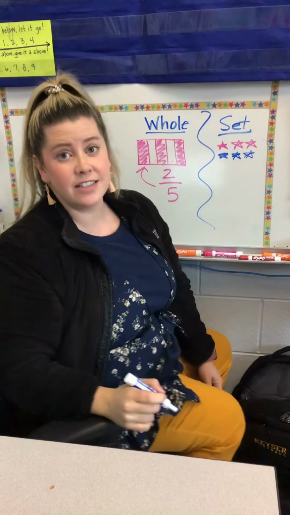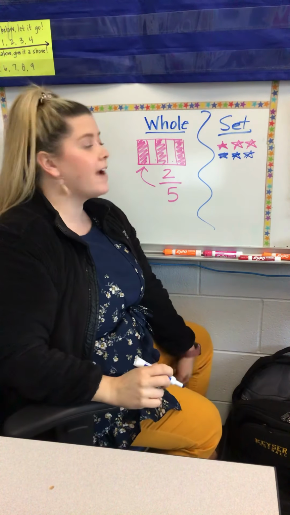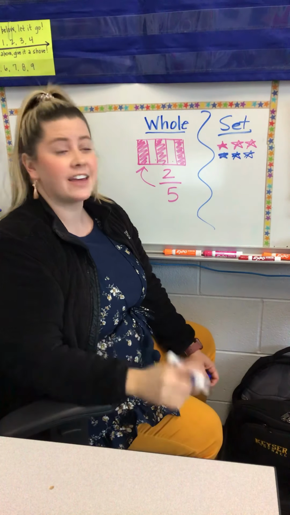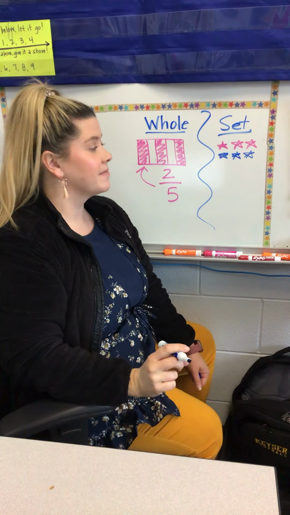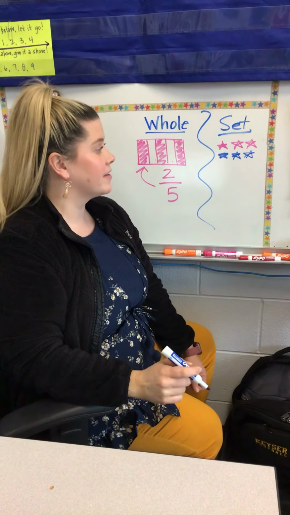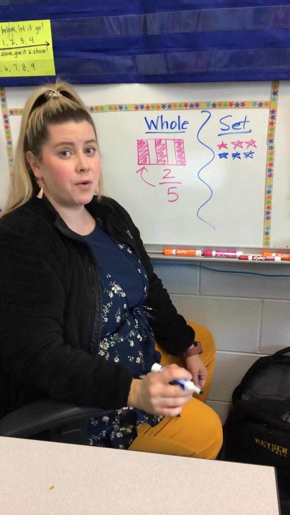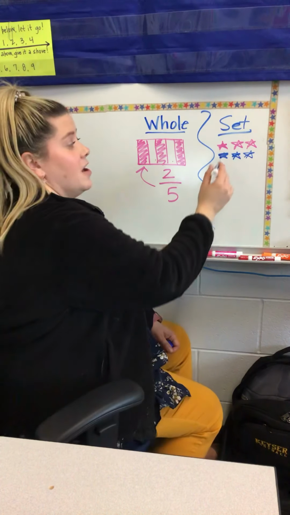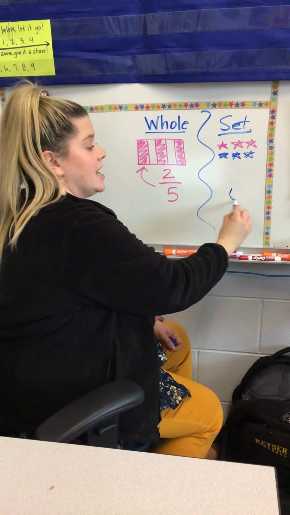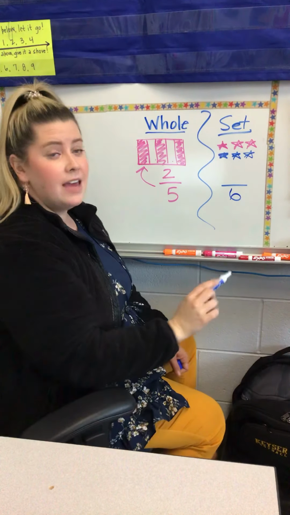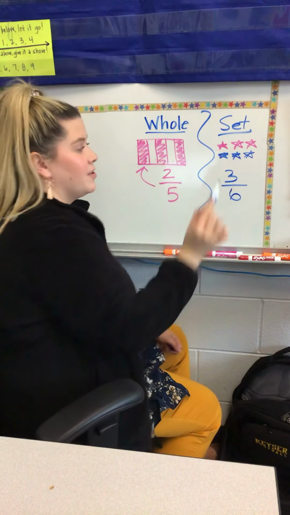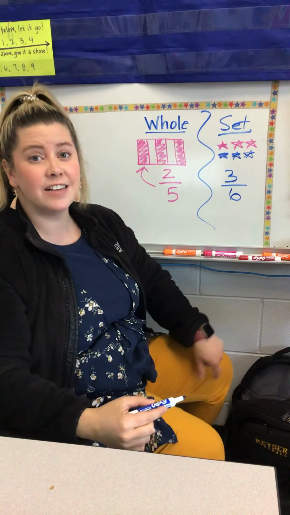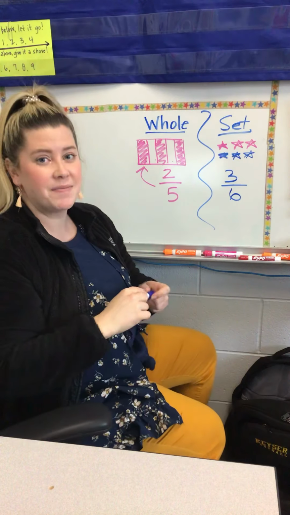I have 6 stars. What fraction of my stars are pink? Can you figure it out? Okay, well, first we have to figure out our denominator. 1, 2, 3, 4, 5, 6. How many of them are pink? 1, 2, 3. So 3/6 of my stars are pink.